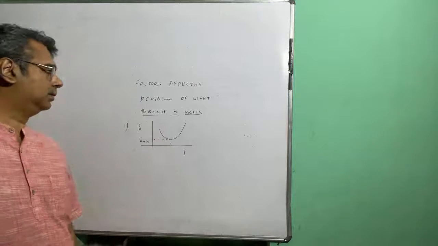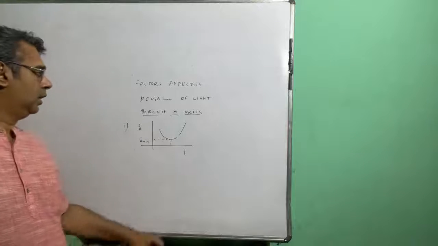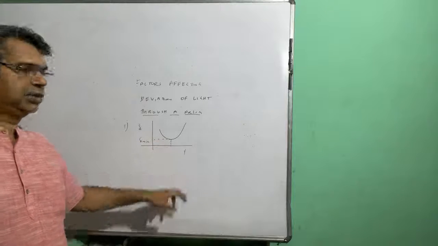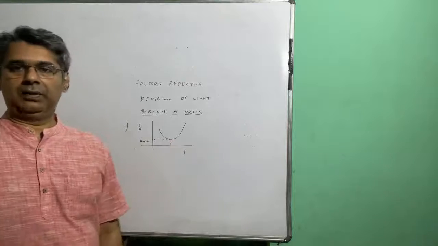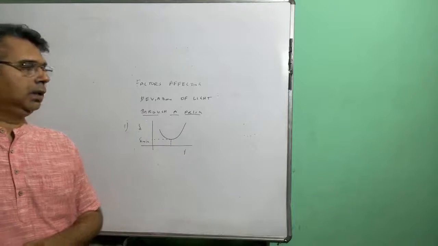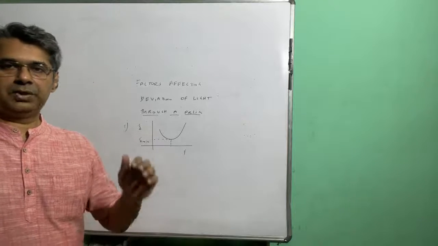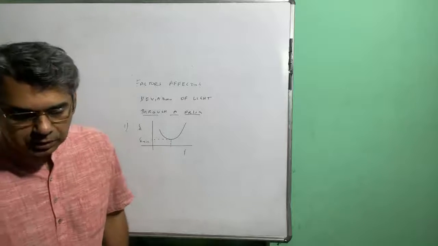So this is the graph of angle of deviation versus angle of incidence. As the angle of incidence increases, initially the angle of deviation decreases, it reaches a minimum value, and after that it starts rising again. So number one: with angle of incidence, angle of deviation first decreases, reaches a minimum, and then increases.